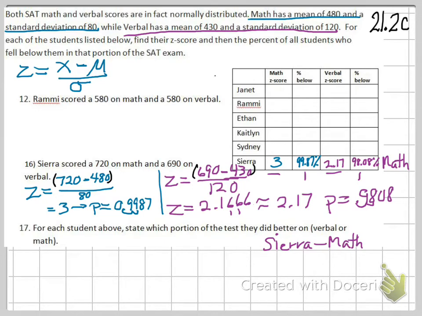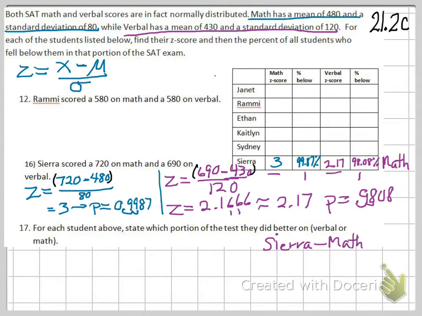Let's go back and figure out Rami. Rami scored 580 on both of them. Generally speaking, 580 on one test, 580 on the other test, does not always mean the same percentile, does not always mean the same z-score, unless things happen to just work out that way. Looking at Rami. Here we go with Rami.